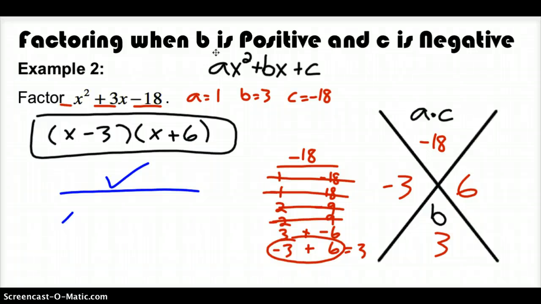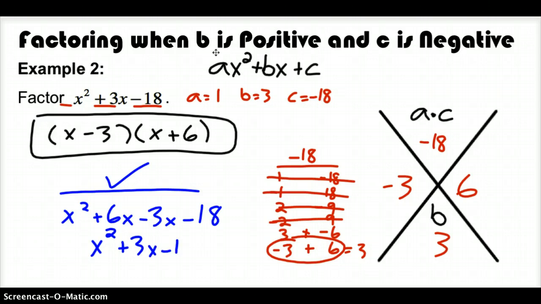First times first will give me x squared. The outside numbers will give me a positive 6x. The inside numbers will give me a negative 3x. And last times last will give me a negative 18. I'll just combine those like terms in the middle there. And I can see that I was actually correct.